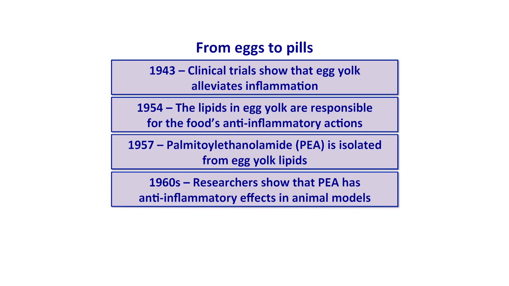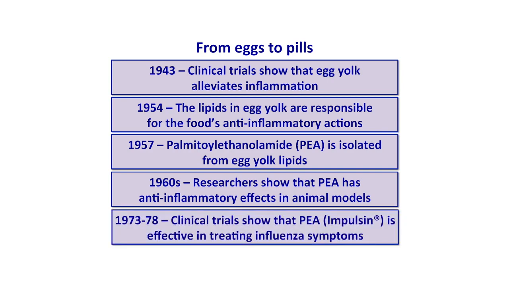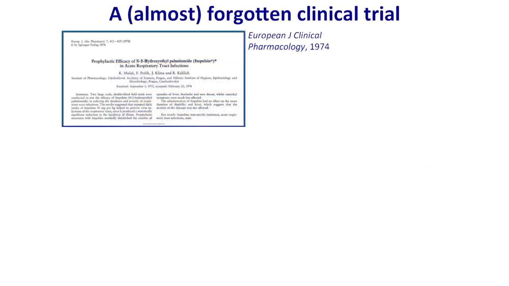But I think the big moment was in the 1970s, between 73 and 78, in the then country of Czechoslovakia, which doesn't exist anymore, now it's called the Czech Republic and the Slovak Republic. There was a company called PUFA, and they developed PEA for the treatment of influenza symptoms. They called it Impulsin, and they ran a clinical trial with it. They actually ran a few clinical trials. And this is the original paper published in 1974 in the European Journal of Clinical Pharmacology.